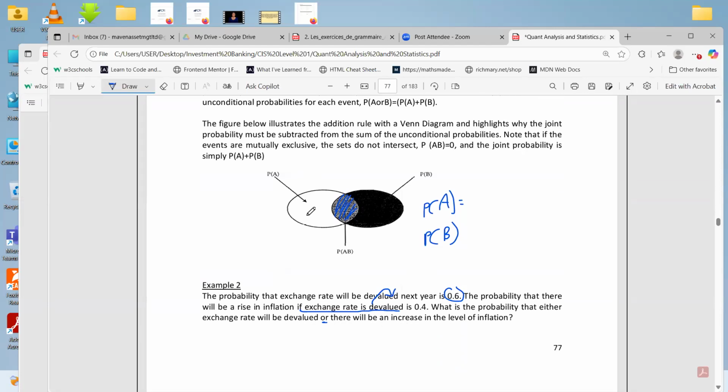So we have established what here is the probability of A. Probability of A is the probability that there will be a rise in inflation. How am I tagging it A? Because I was told that if exchange rate is devalued, this is the condition. Because of that, I say my probability of A is 0.4. Now, what is the probability of B? Probability of B, if exchange rate is devalued, that's the condition. So I come back here, the probability that exchange rate is devalued is 0.6.